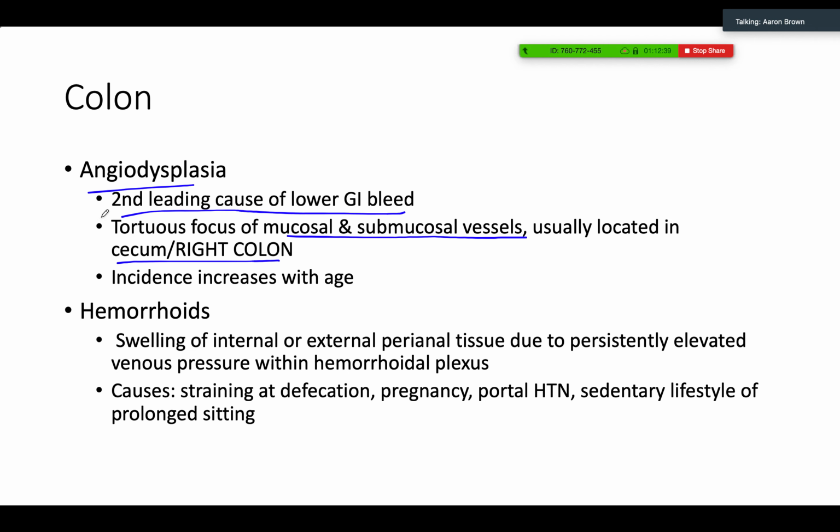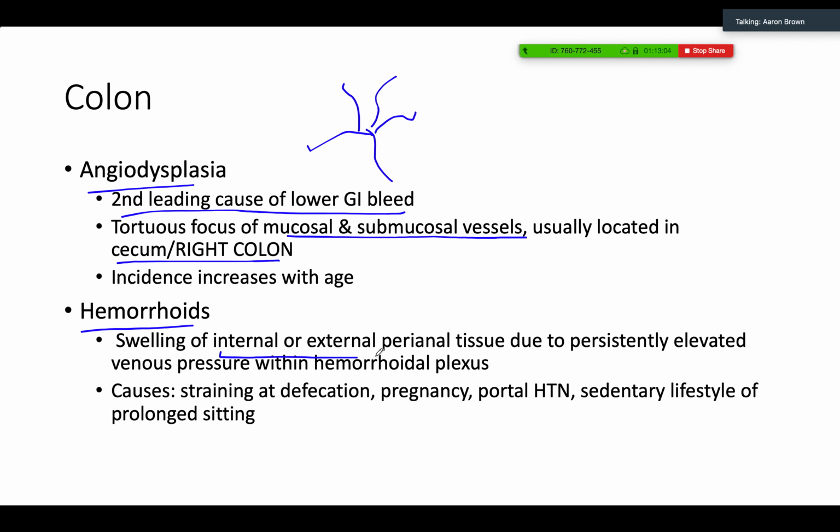Well, the second most common cause of lower GI bleeding is angiodysplasia. So you're going to go with your colonoscopy, you're going to look around, and eventually you're going to see something looking like this, except it's going to be bright red. And that's going to be your angiodysplasia. It's just an area of blood vessels that have grown, they have weak walls, they're bleeding into the lumen. Okay?